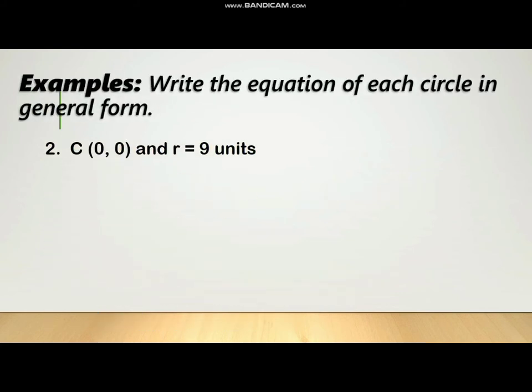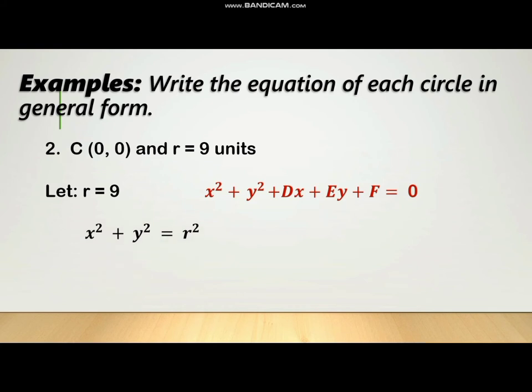Example number 2, center at (0, 0) or the origin and r equals 9. So, wala tayong h at k. Ang meron lang ay r, which is 9. So, the pattern that we will use is x squared plus y squared plus dx plus ey plus f equals 0. Kaya lang, kung babalikan natin kanina, kapag ang center ay (0, 0), ang standard form natin ay x squared plus y squared equals r squared. So, ang papalitan lang ay ang r ng 9.